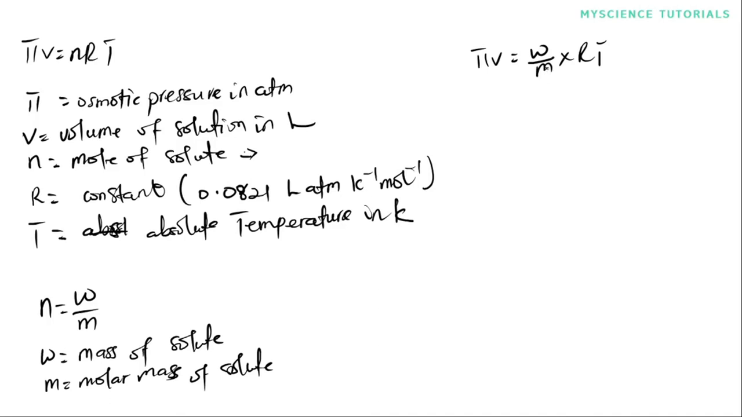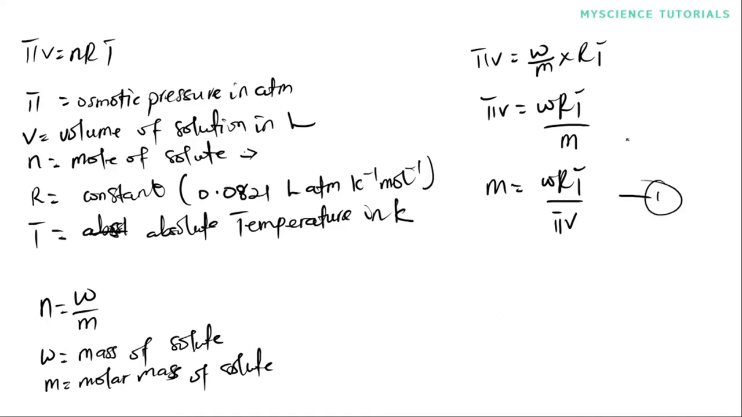So let's make M the subject, or the molecular mass the subject. We get pi V equal to WRT over M. So if we make M the subject, we get WRT divided by pi V. It means when we want to calculate the molar mass of a particular solute, when we don't know the solute, and we only know the mass and the osmotic pressure, we can use this formula to calculate the molar mass of the solute, and we can see what particular type of solute it is likely to be based on the molar mass.